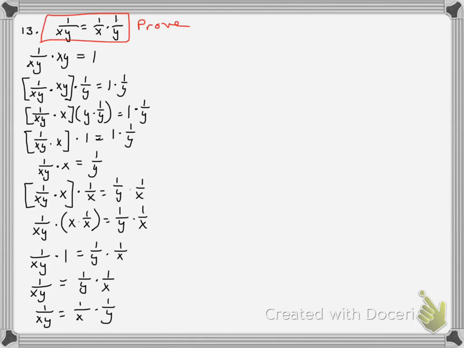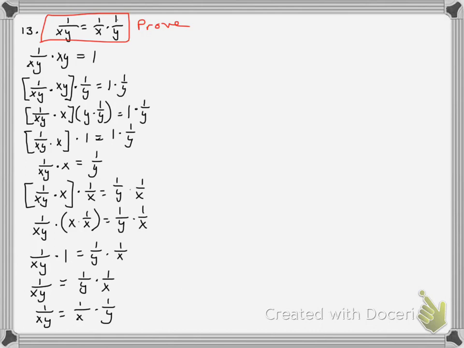Now, I did decide to walk you through one of these proofs very carefully. They actually do the proof for you, but they're asking you to fill in the right-hand side, what would be commonly called the reason for each step. Okay, so we're asked to prove that 1 over xy equals 1 over x times 1 over y.